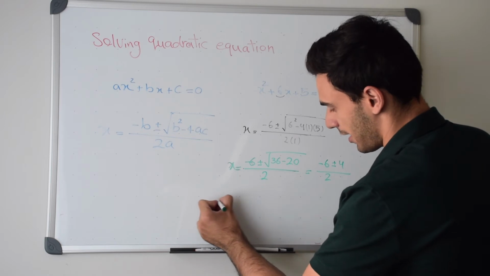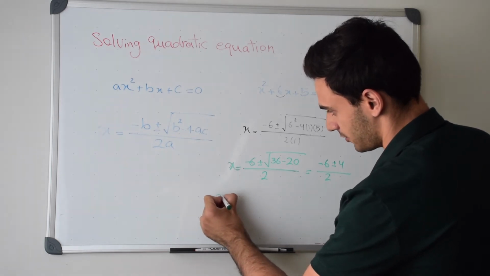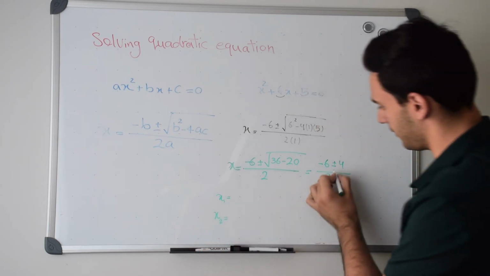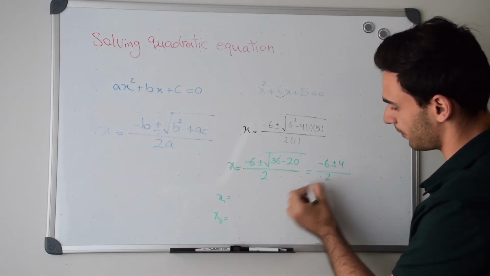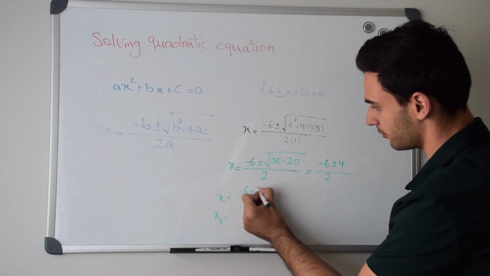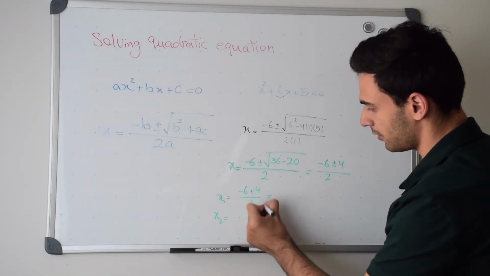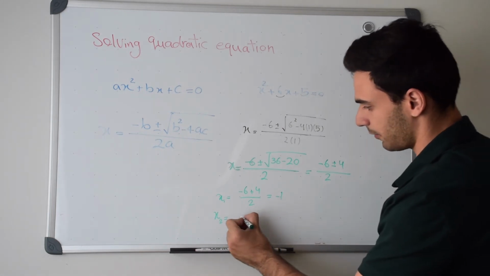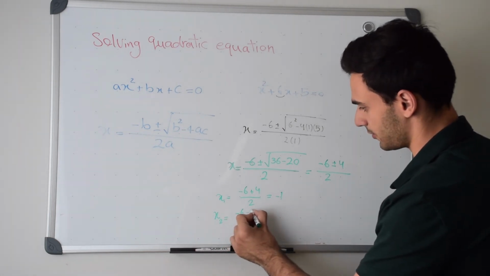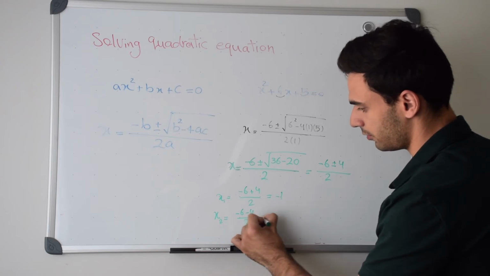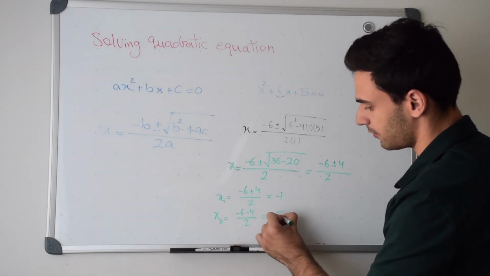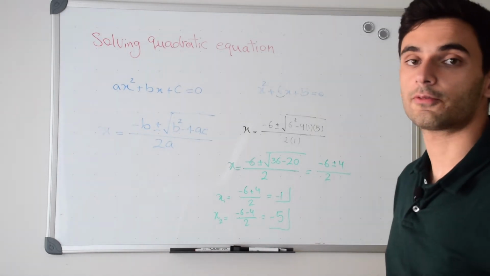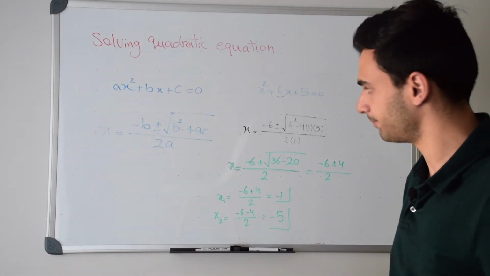So basically I'll have two answers. One, two. Why? Because I have plus or minus. So for the plus one, I'll have minus 6 plus 4 divided by 2, which is minus 1. For the other one, I have minus 6 minus 4 over 2, which is minus 5. So they are the same answers that we got from completing the square.